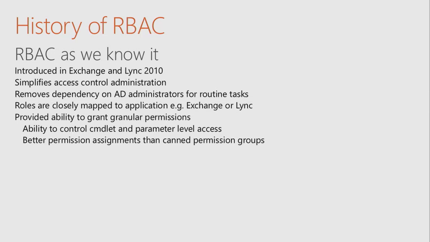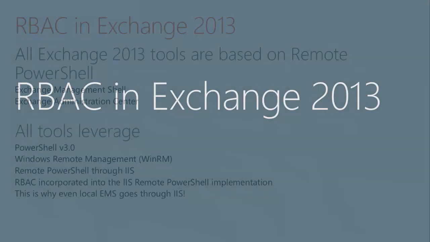So you can give someone access to mailbox creation while taking away some of the parameters that might be more dangerous or disastrous, or that for some reason you don't want them to use. For example, creating a mailbox, but you don't want them to define a certain mailbox database. You take that away, they can't use that parameter anymore, right? So you have the granular control. Roles are now more closely mapped with what you're trying to do.